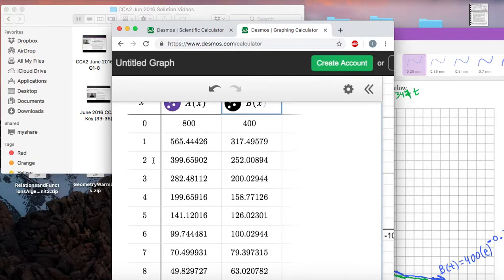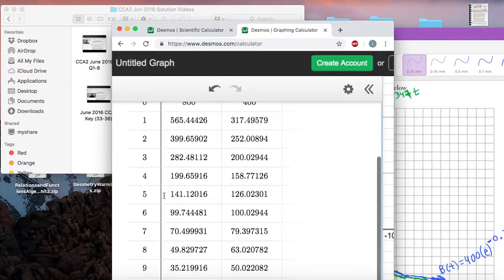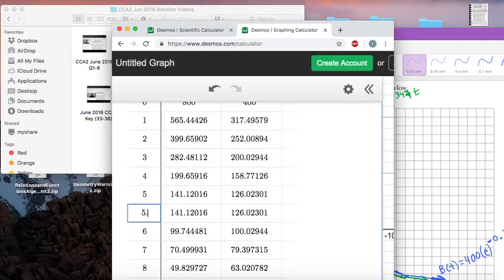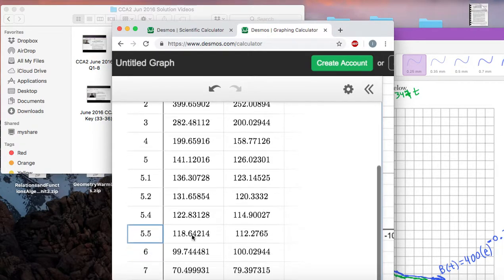After 1 hour, 2 hours, 3, 4 hours, a of x is still higher. The graph would match that. At 5 hours, a of x is still higher. After 6 hours, b of x got higher for the first time. And if you want to be sure, let's say 5.1, 5.2, you see that a of x is still higher than b of x. 5.4, a of x is still higher. 5.5, a of x is still higher. So 5.5, guys, rounds to 6.